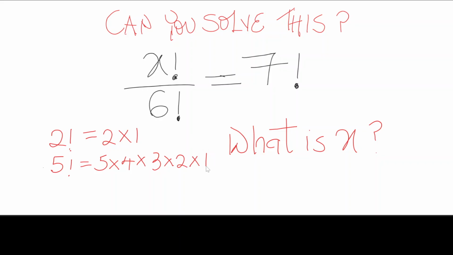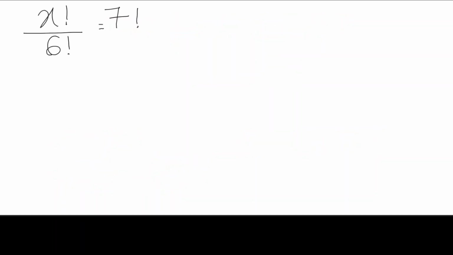So when we say 4 factorial, it means we start from 4, then multiply by 3, then multiply by 2, then multiply by 1. That is what factorial is all about. So having gotten this understanding, let's progress to the question. We have x factorial over 6 factorial equals 7 factorial.